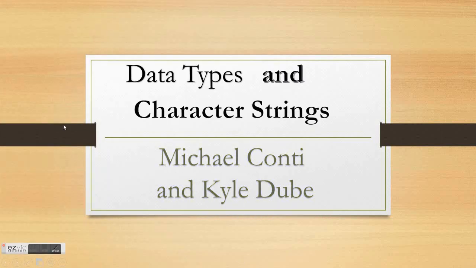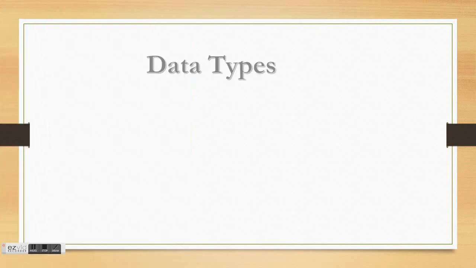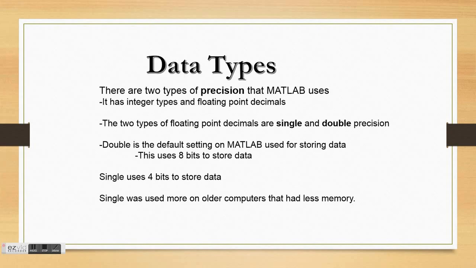Today we're going to be going over data types and character strings on MATLAB. Data types. There are two types of precision that MATLAB uses, as integer types and floating point decimals. Two types of floating point decimals are single and double precision. Double is the default setting that MATLAB uses, while it uses 8 bits to store its data, while single only uses 4, but it was used for older computers that had less memory than newer computers do today.